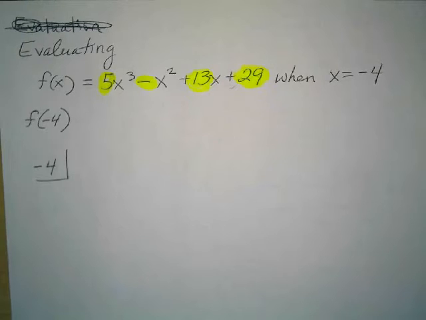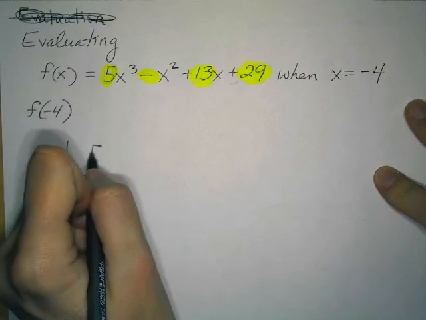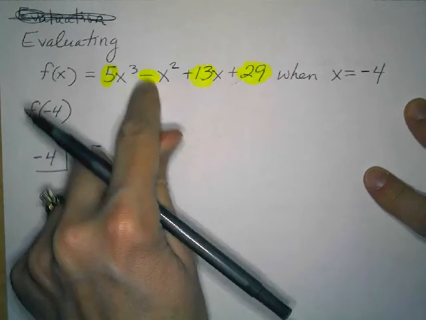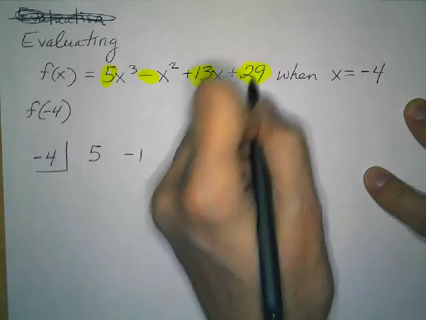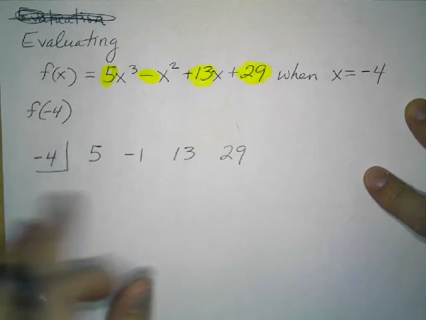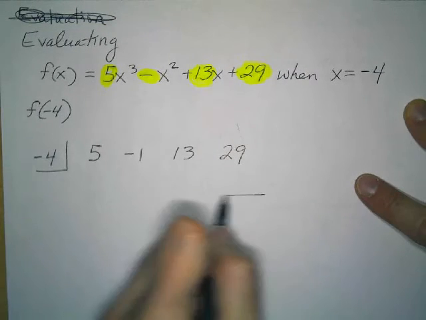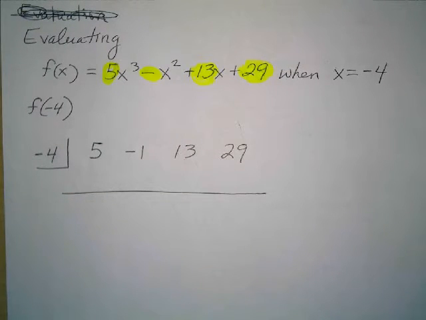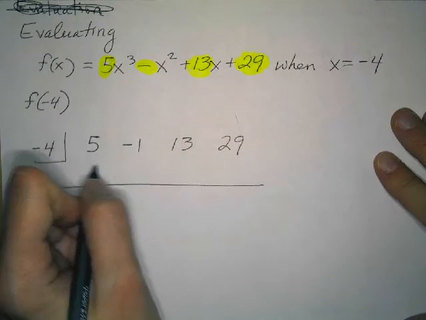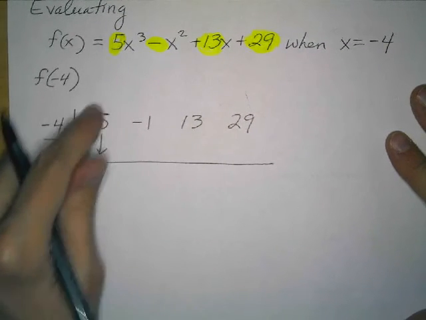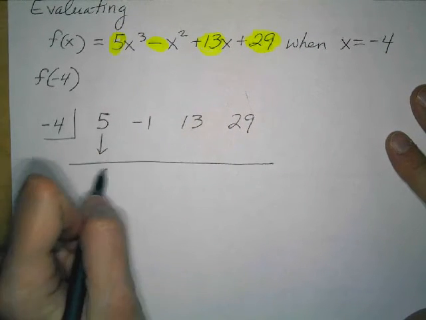So I'm going to write down the numbers from our equation. We got a 5. This is -1. We got 13 and 29. So you can just do synthetic division, divide by -4. It's kind of weird. It says we're dividing, but we're not even doing any dividing on this. We're doing multiplying and adding. So it is kind of weird, but it actually divides. So we bring this 5 down. So try to remember, you always just bring this down.